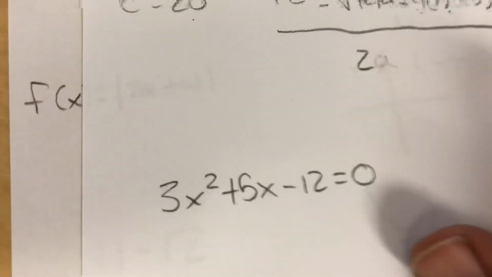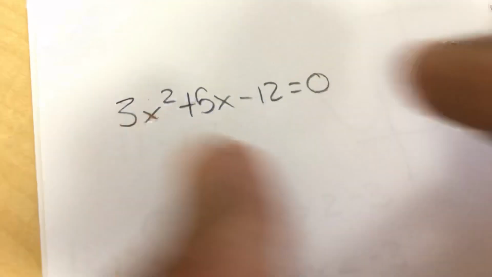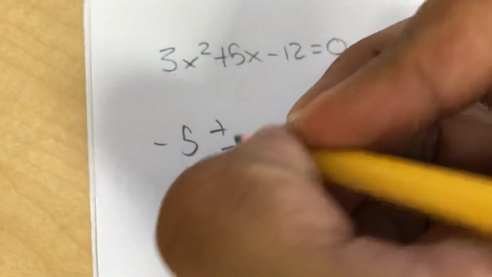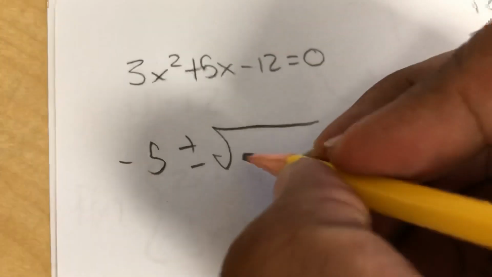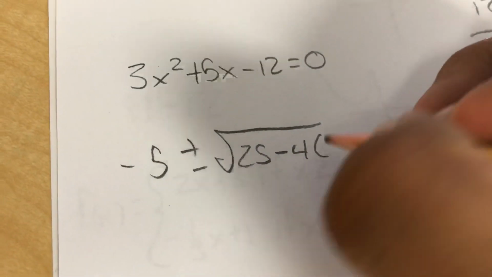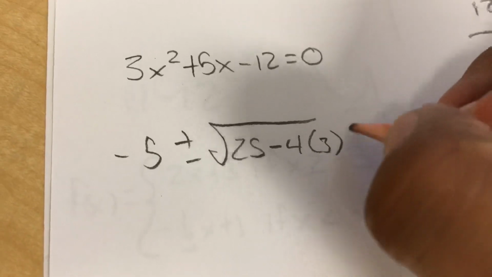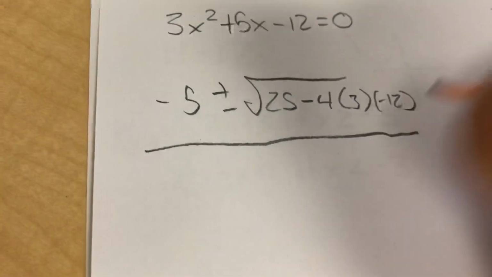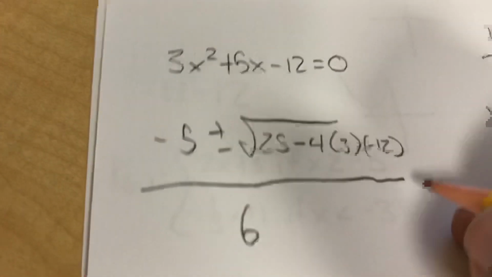And now we're going to solve this one. This one's already set up for us, so we'll solve this one right now. We'll do the same thing. So it's negative 5 plus or minus the square root of 25 minus 4ac, divided by 2a, which is 6.